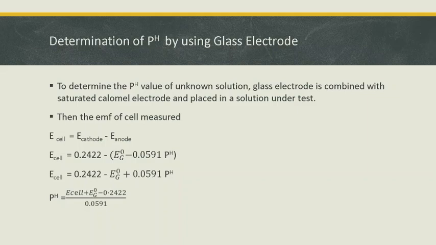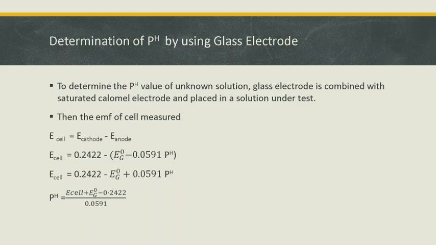To find out the pH value of an unknown solution, we have to combine this glass electrode with the saturated calomel electrode. So what is the formula for the EMF calculation? E cell is equal to E cathode minus E anode, or E right minus E left. So E cell is equal to the value for the saturated calomel electrode, which is fixed at 0.2422, minus the Eg value we already know from the previous slide, that is E naught G minus 0.0591 into pH. After the calculation, finally we get the pH value by using this glass electrode.